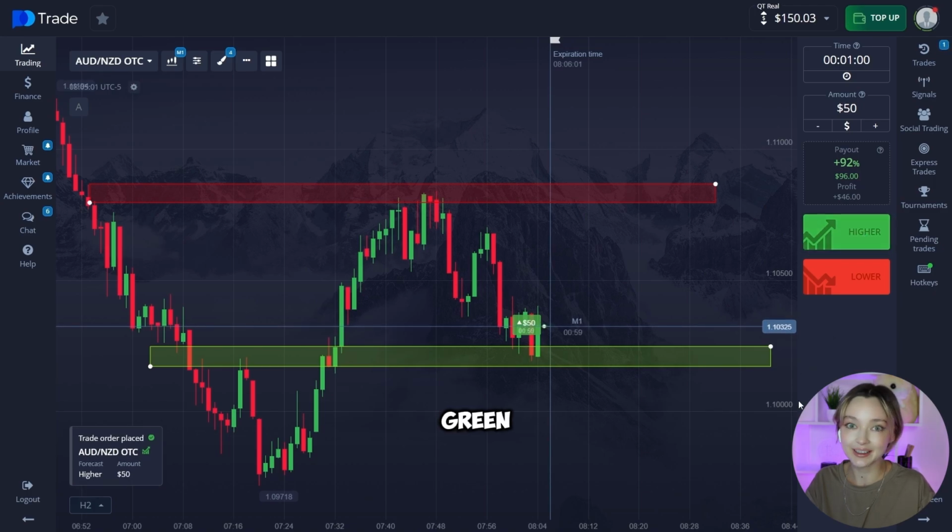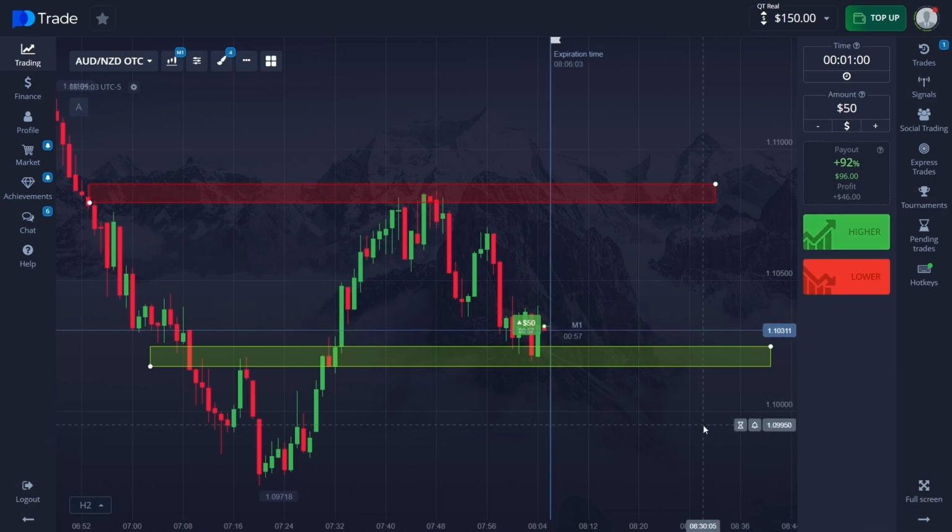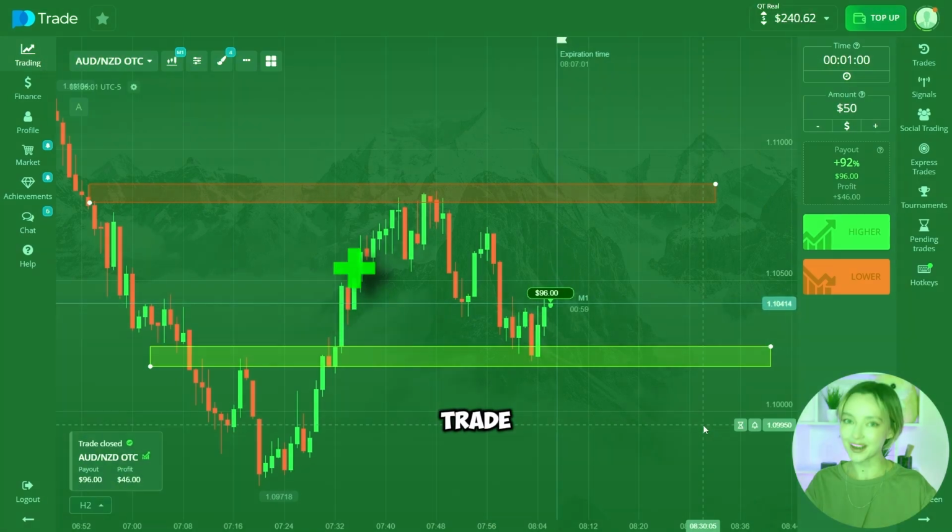The candle ended up green. Let's place the trade upwards. Amazing, our trade closed in a profit.